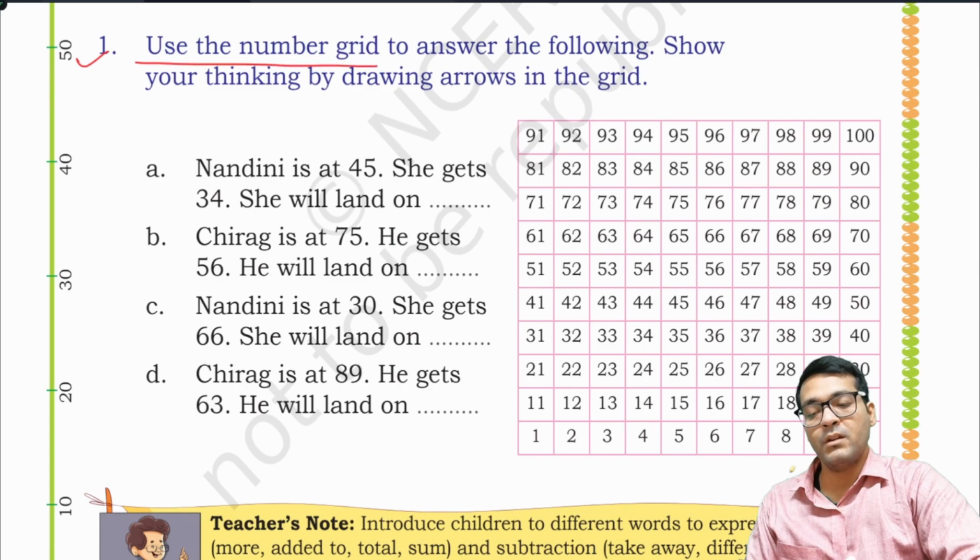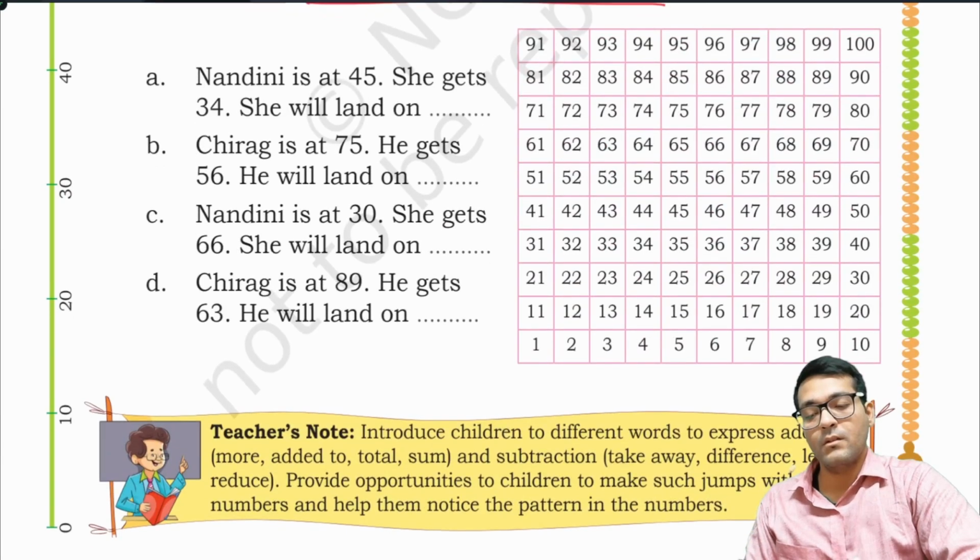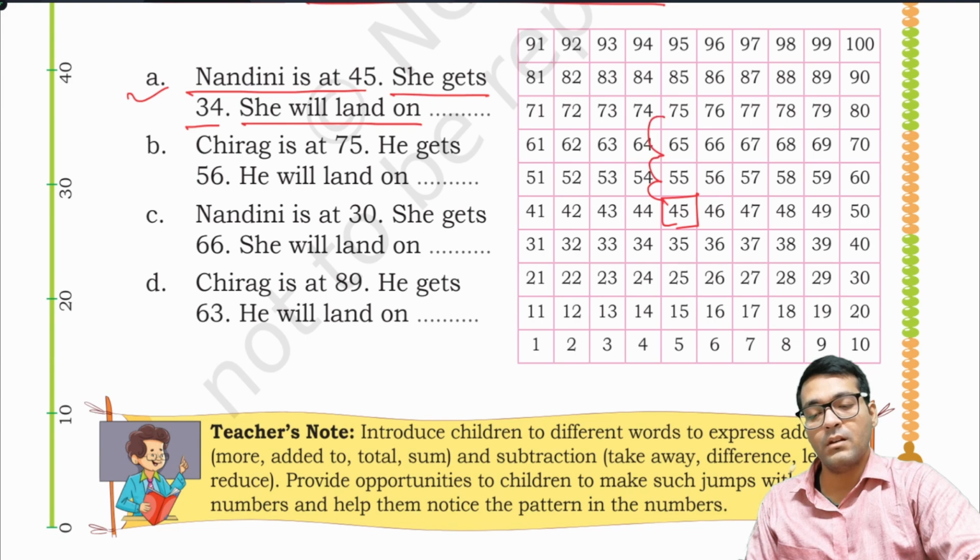1. Use the number grid to answer the following. Show your thinking by drawing arrows in the grid. A. Nandini is at 45. She gets 34. She will land on. That means 10, 20, 30 and 4. 1, 2, 3, 4. She will be at 79.